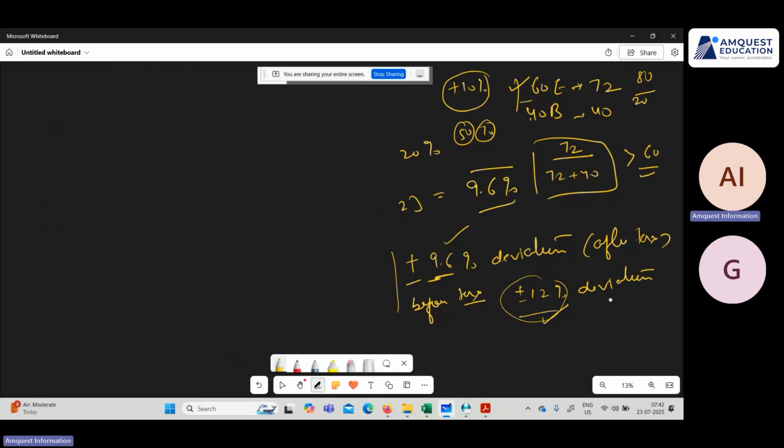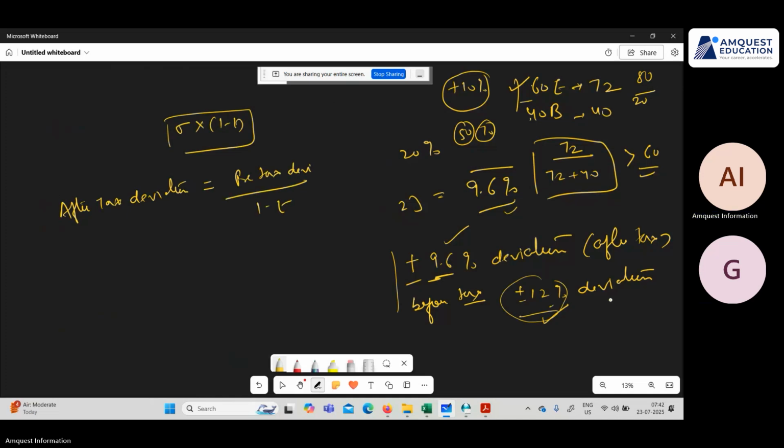So to convert this back from 12 to 9.6, what we did was multiply my deviation by (1 minus t). So is it right to say that my pre-tax deviation will be equal to my after-tax deviation upon (1 minus t)? Right?